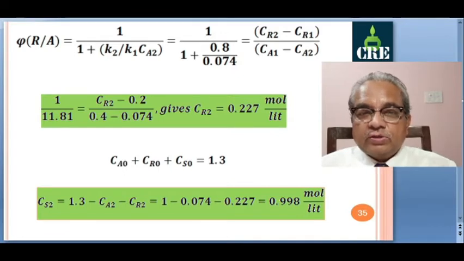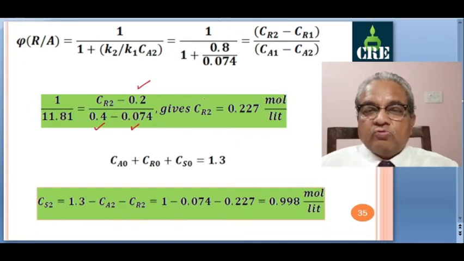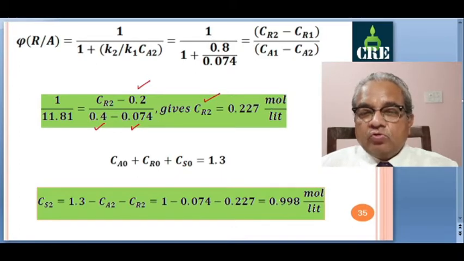If I want to write this down again, K2 by K1 is 0.8. Now Ca2 I know, 0.074. For Cr2 minus Cr1 by Ca1 minus Ca2, the quantity in the denominator is 11.81. So 1 by 11.81 is (Cr2 minus Cr1) by 0.2, with Ca1 0.4 and Ca2 0.074. If you solve this for Cr2, you get 0.227.